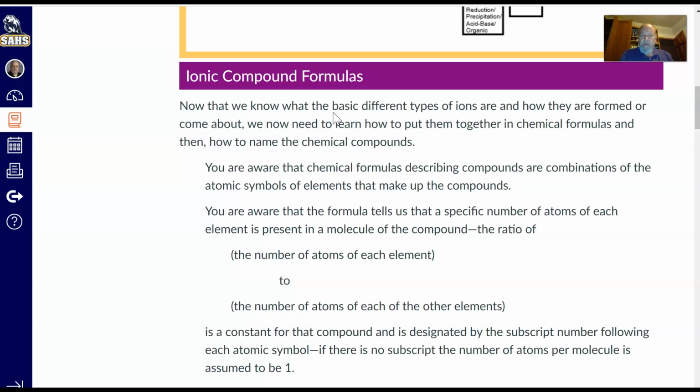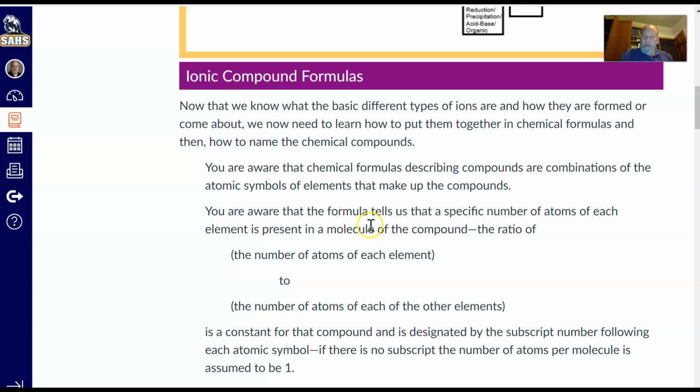So you're aware that chemical formulas describing compounds are combinations of atomic symbols of elements that make up the compound. So if I have sodium chloride, it's a combination of the sodium atomic symbol and the chlorine atomic symbol. Okay?